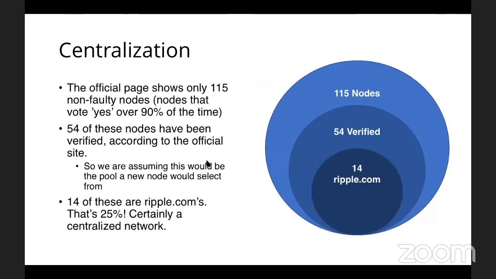And that, in a nutshell, is exactly why everybody calls it a very centralized system, because if these Ripple.com nodes decided they wanted to collude with each other, then they could very easily work together to have an attack on the network. So that's my research.